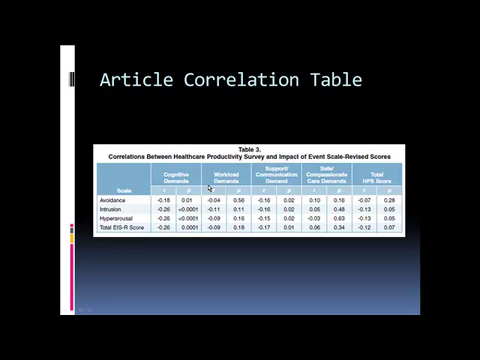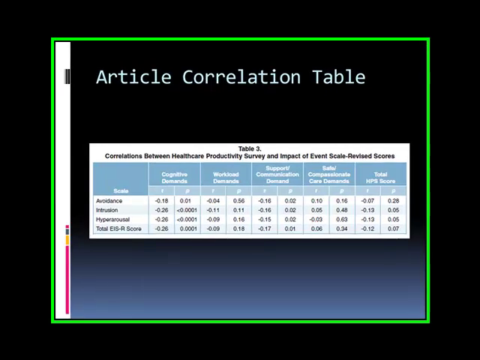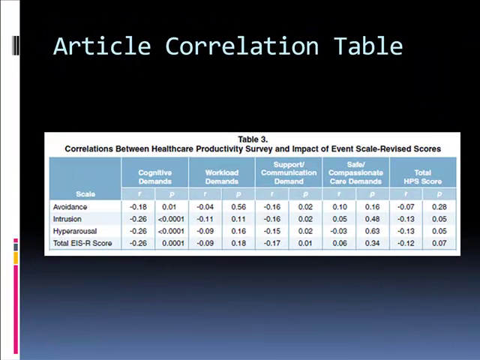Now back on our PowerPoint, this is an excerpt from a manuscript that was written by Gates, Gillespie, and Suckup. It had the same data set that I just showed in the previous slides. Here it's looking at scales on the impact of event severity score, which are avoidance, intrusion, and hyperarousal. Going across the top are then subscales of the Healthcare Productivity Survey, an instrument that we developed about a year or two ago.